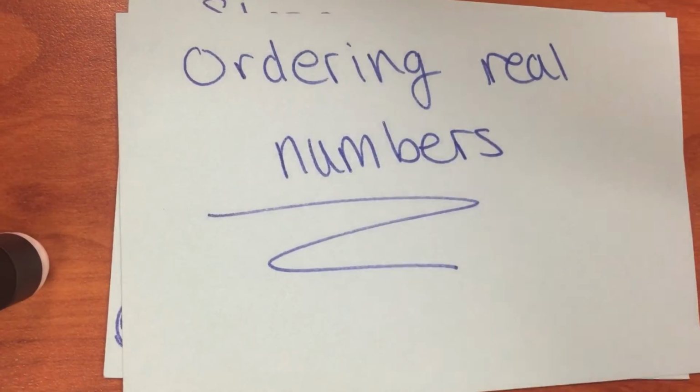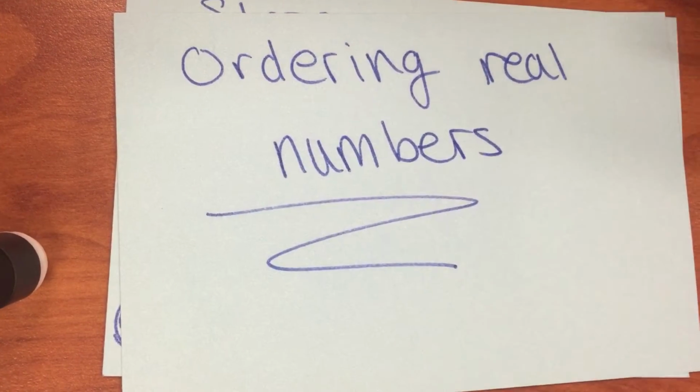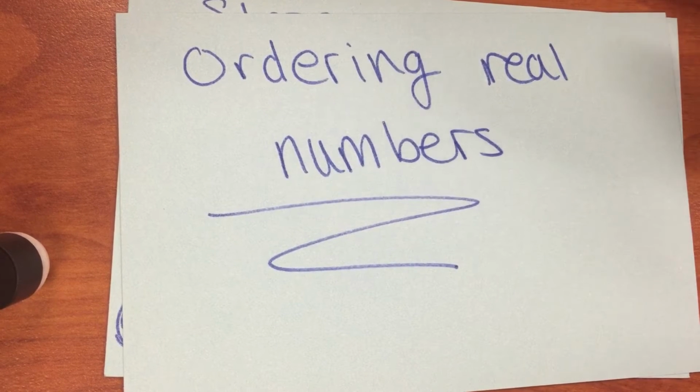You have Miss Green and Coach Groves. We're gonna talk about ordering real numbers today. First off, let's get a quick reminder. Miss Green, what was a real number? A real number is anything that is an irrational number or a rational number. Basically, anything that can be found on the number line? Pretty much.